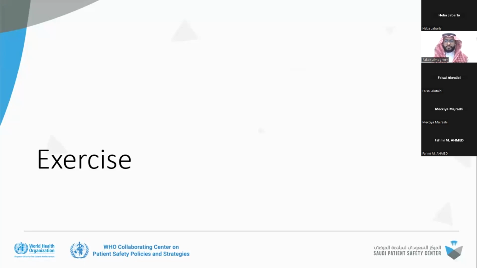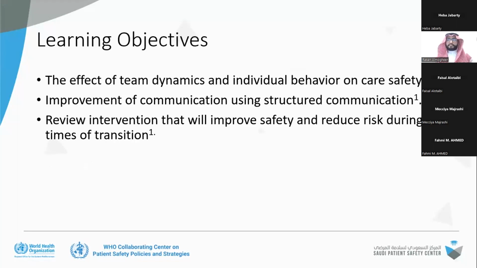So the learning objective of our session today is the effect of team dynamics and individual behavior on care safety. How are they going to affect the care of the patient?